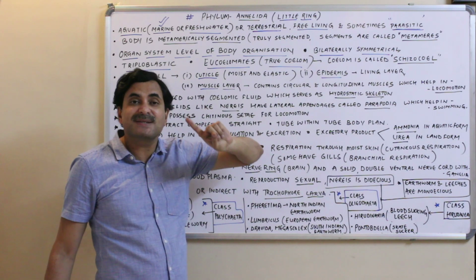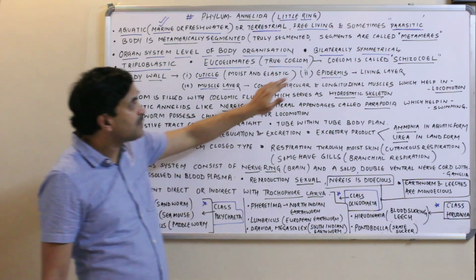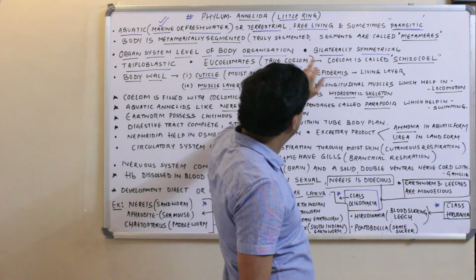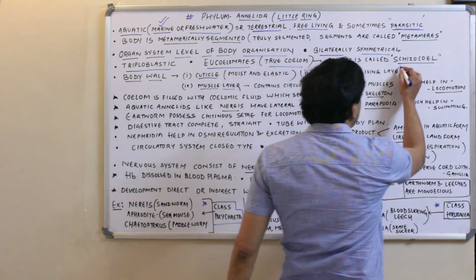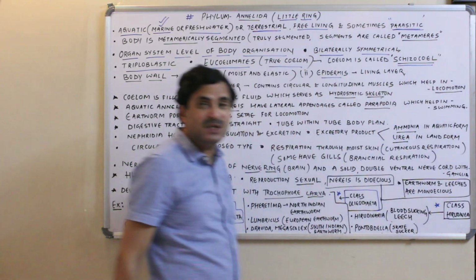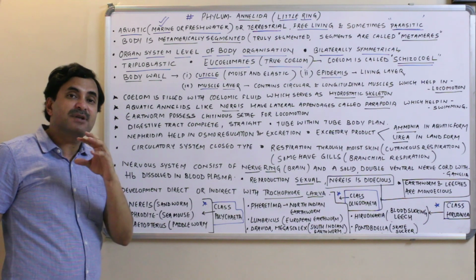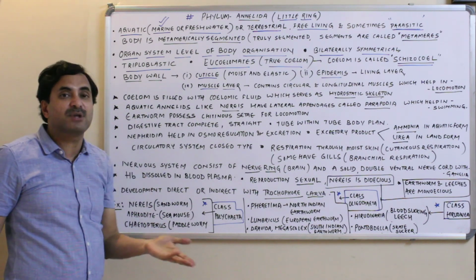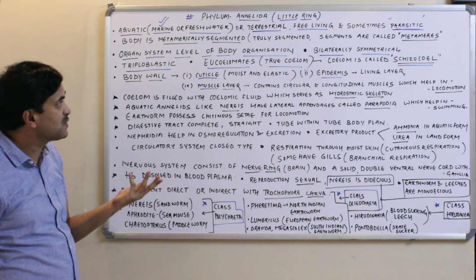A true coelom is a coelom which is lined by mesoderm. And in the annelids, this true coelom is called schizocoel. So definitely they have a true coelom. But if the question is asked what type of true coelom is found in the annelids, you will say that they have schizocoel.